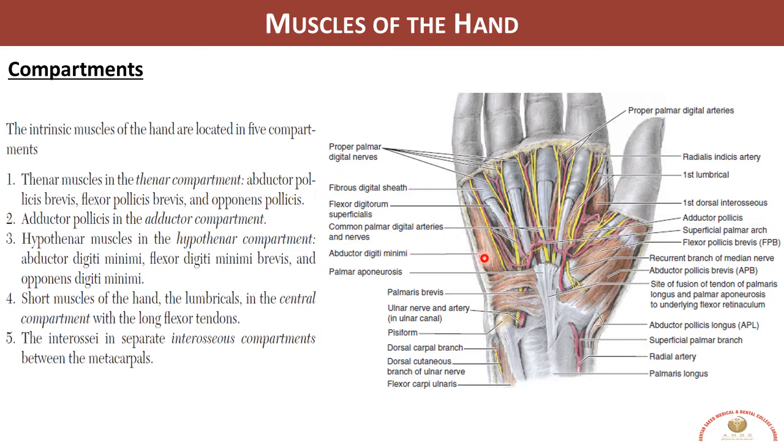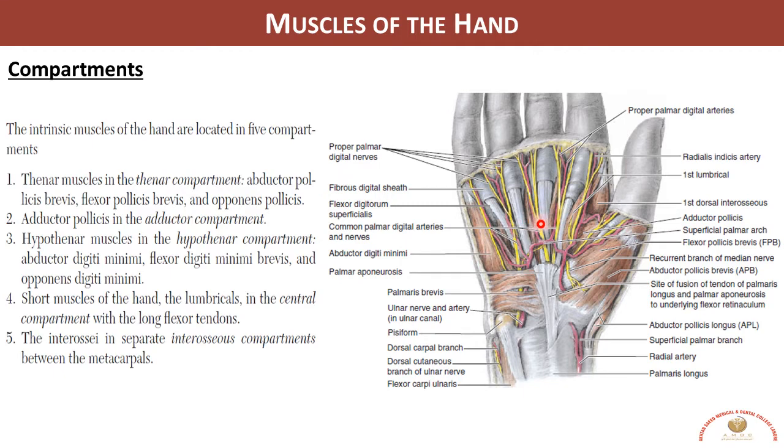Just opposite to the thenar, there is a hypothenar compartment. These are the muscles that are present in the hypothenar compartment. These consist of abductor digiti minimi, flexor digiti minimi, and opponens digiti minimi. This one is the abductor digiti minimi. The flexor digiti minimi and the opponens digiti minimi lie below that. So these are the three compartments which you can see here.